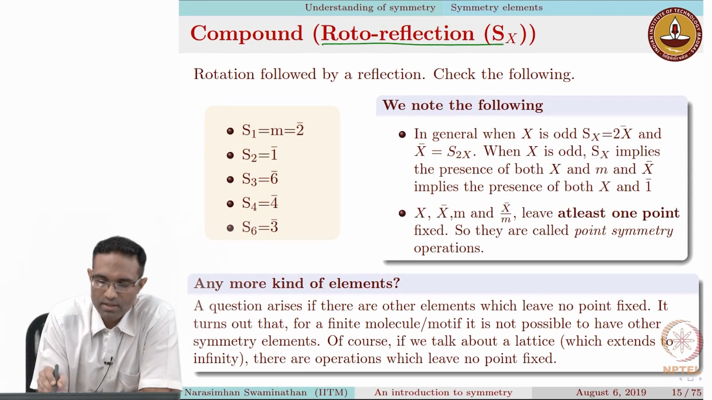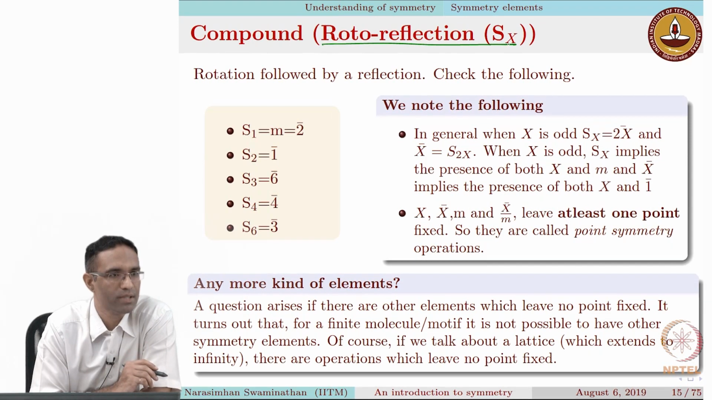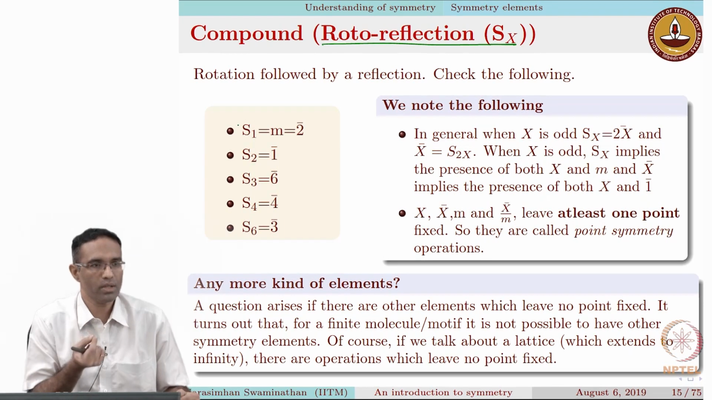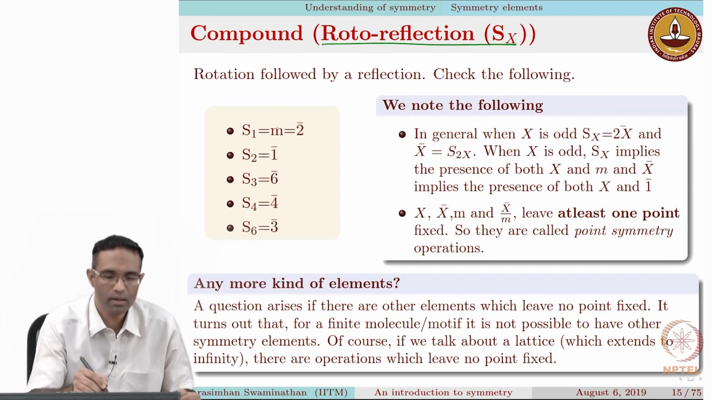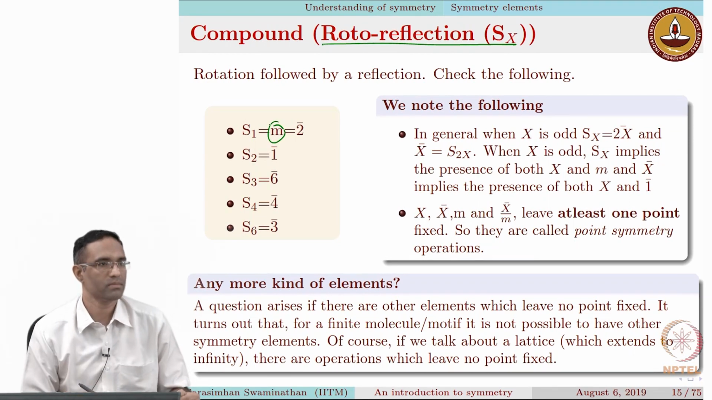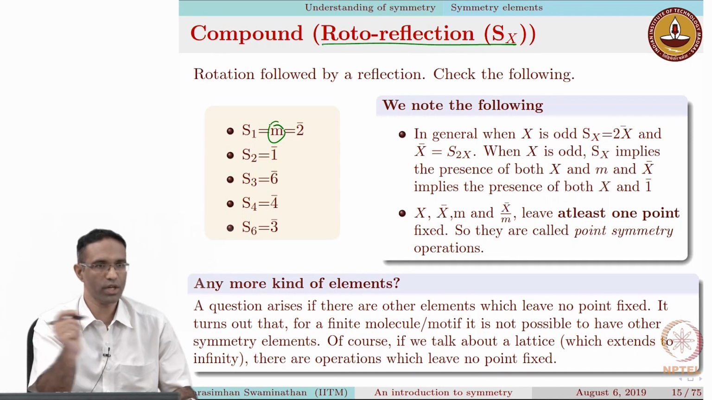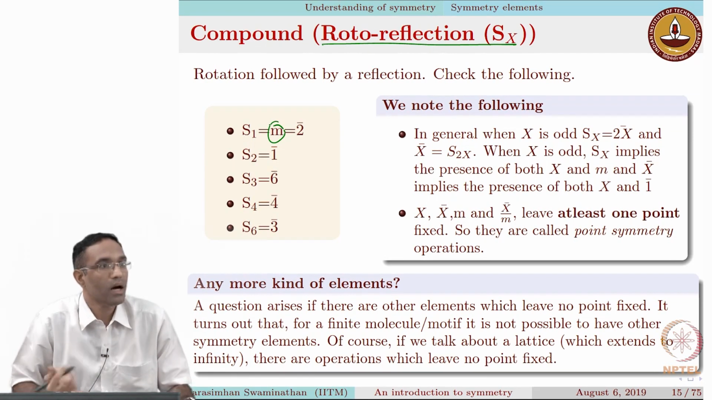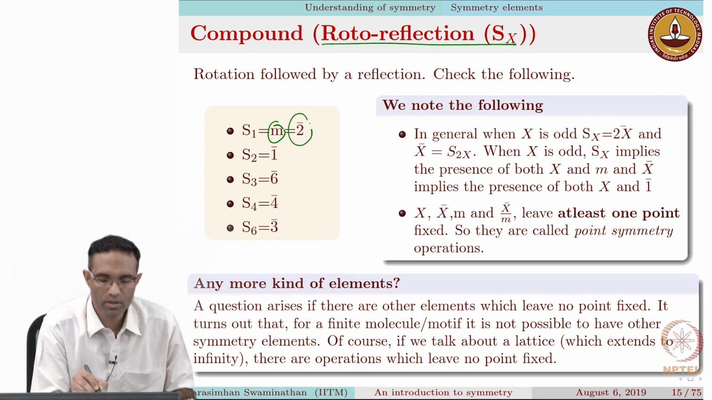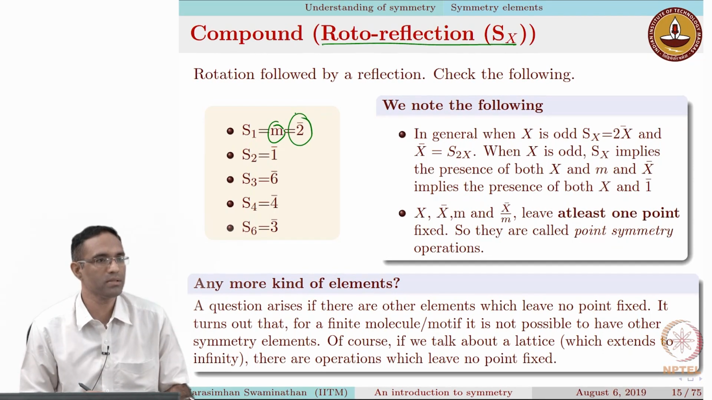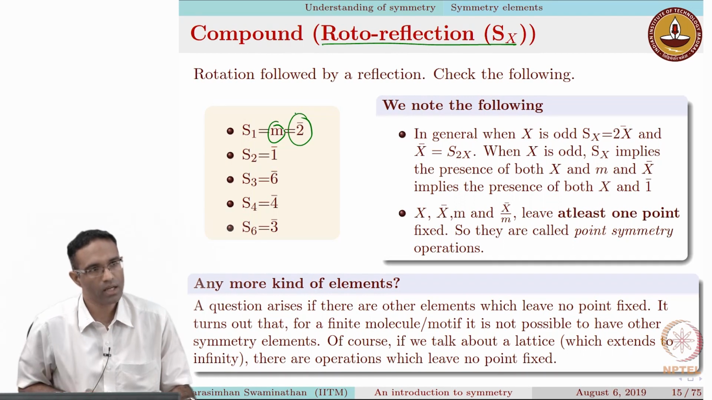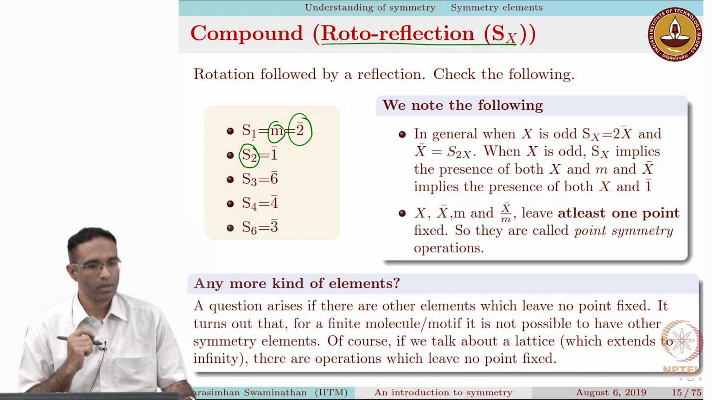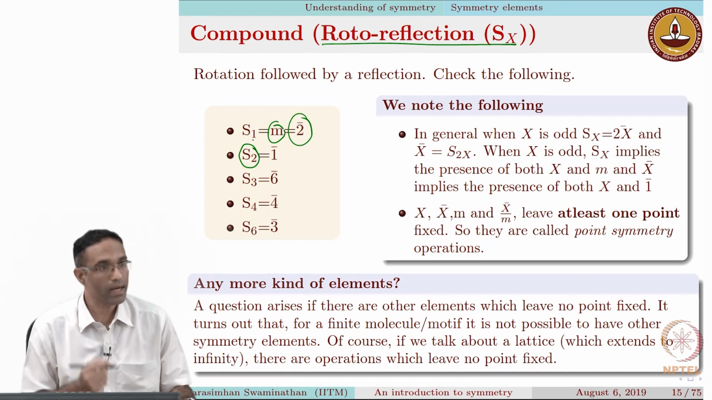So the roto-reflection axis is generally represented by S suffix S. So S1 means one-fold rotation and a reflection, which is equal to a mirror, correct? One-fold rotation and a mirror that is perpendicular to it is nothing but a mirror, right? And it happens to be the same as 2-fold rotation and an inversion. Okay. S2 is nothing but 2-fold rotation and a mirror.